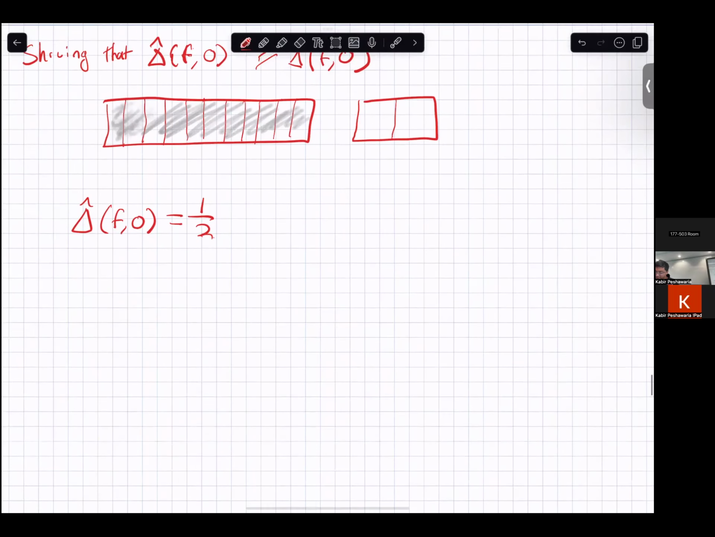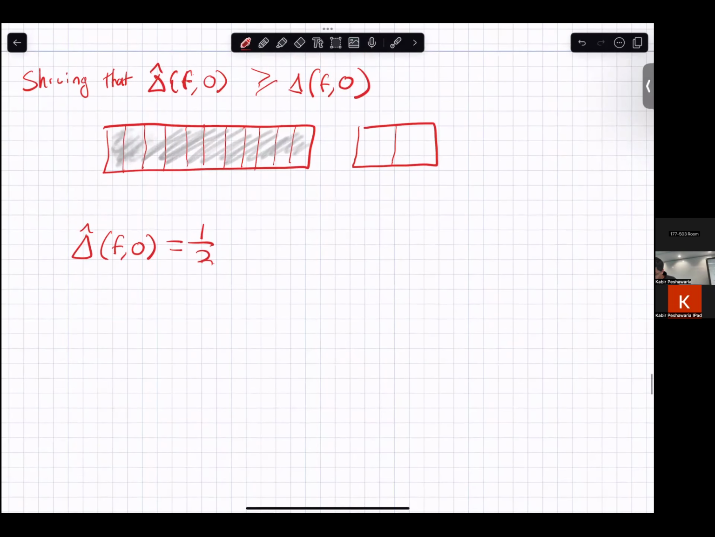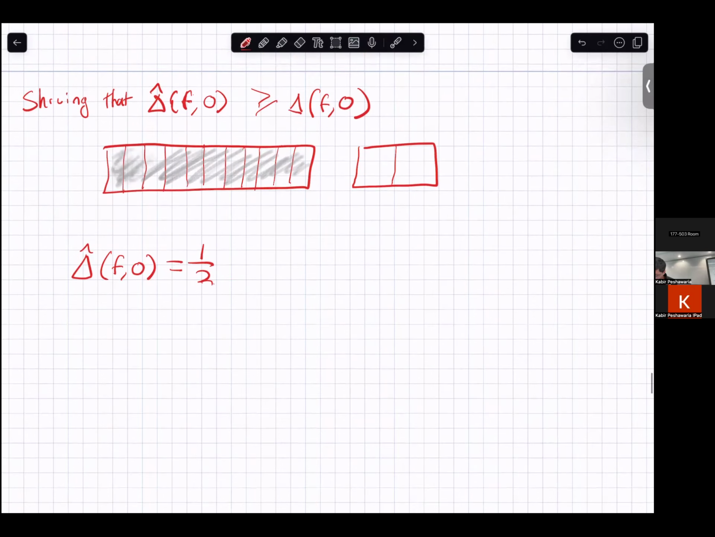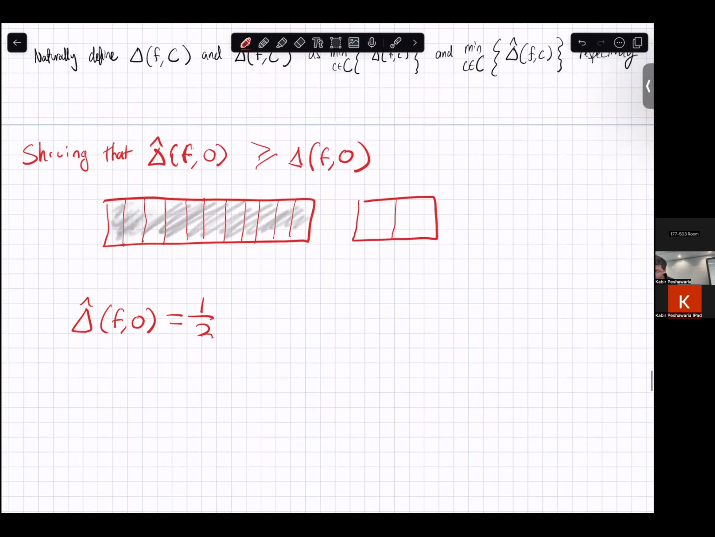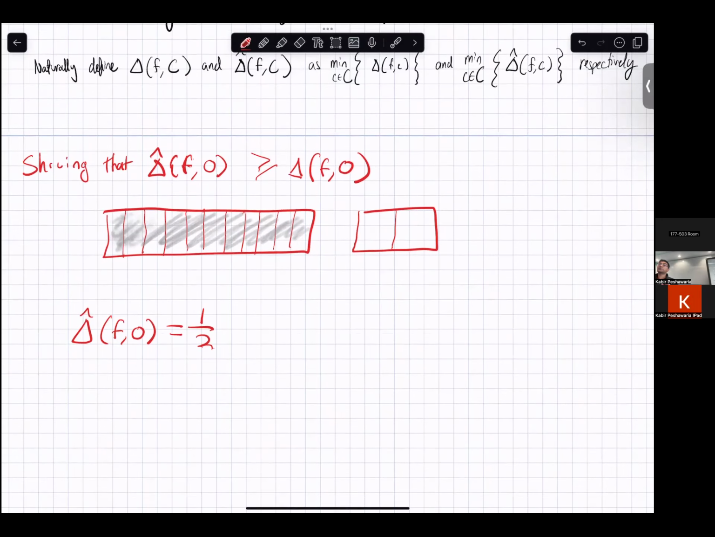My normal distance, I'll just talk through it. My normal distance is the number of cells that are corrupted divided by the total number of cells. And as you can see, the fraction of cells that are corrupted is way more than 1/2. If all the blocks are the same size, then my number of corrupted blocks over total blocks is always at least my number of corrupted cells over total cells.